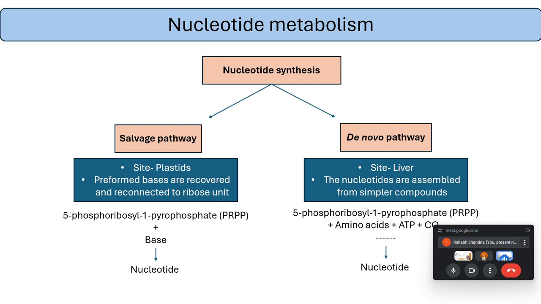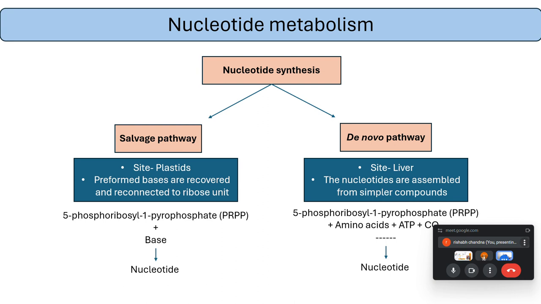Yesterday we studied how both pyrimidines and purines are synthesized on a ribose backbone. The basic difference between the salvage and the de novo pathway is that in the de novo pathway the nucleotides are synthesized from scratch, and in the salvage pathway the nucleotides are recycled. After degradation, some of the bases are formed and then recycled and joined to the ribose unit, forming the nucleotides. We discussed the de novo pathway in detail yesterday, and today we'll be discussing the salvage pathway.